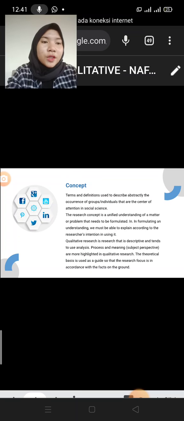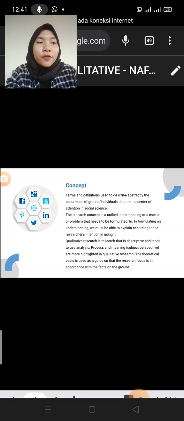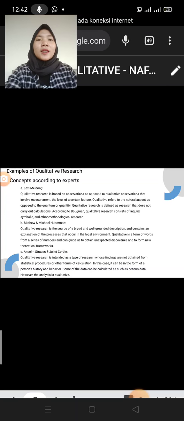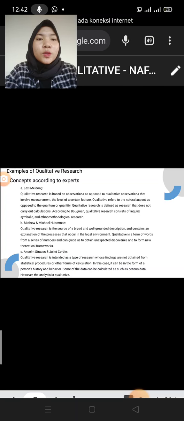Qualitative research is research that is descriptive and tends to use analysis, where process and meaning or subject perspective are more emphasized. In qualitative research, the theoretical basis is used as a guide so that the research focus is in accordance with the facts on the ground. Next, example of qualitative research. Concept according to Express.